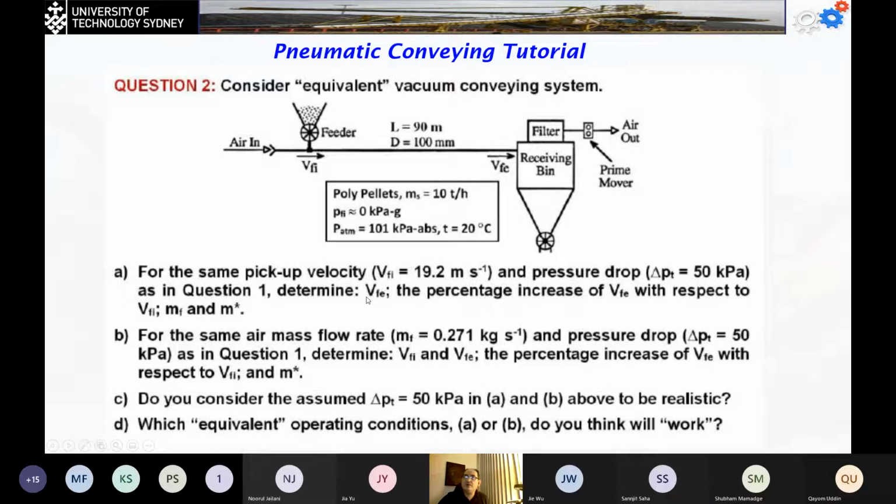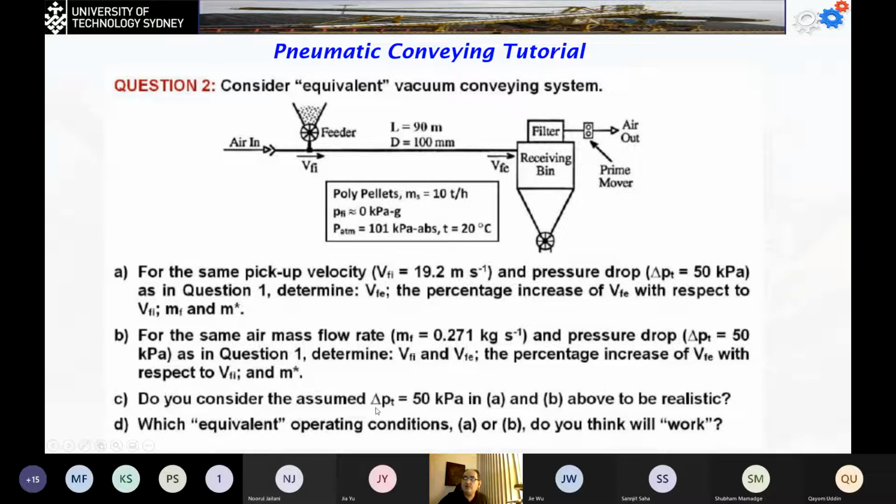As in question number 1, we need to find the exit velocity, the percentage increase of the exit velocity with respect to the VFI, the MF value, and the M star. Also, we need to find the same air mass flow rate, where the MF is going to be 0.271 kilogram per second. The pressure drop, the delta PT, is 50 kilopascal as in question number 1. We find the values for the VFI and the VFE, the percentage increase of the VFE with respect to the VFI, and the M star.